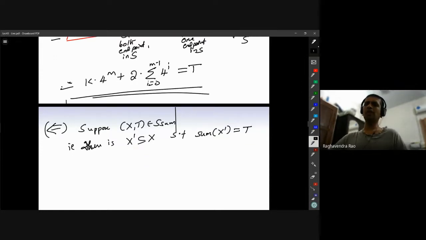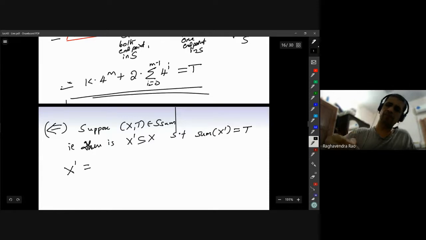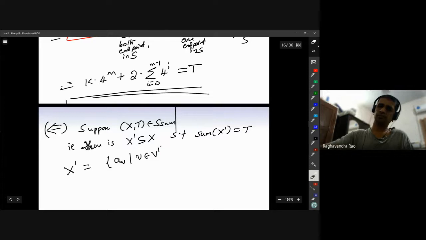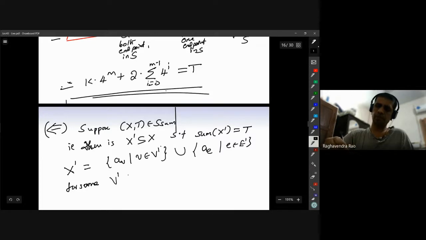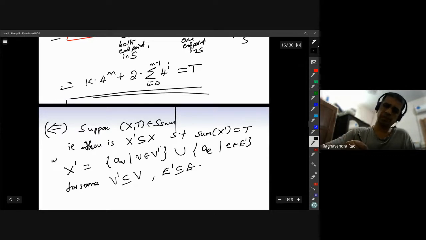Now, how will X prime look like? X prime will look like the union of AV for V in V prime, union AE for E in E prime, for some V prime subset of V and E prime subset of E. So this is by definition.